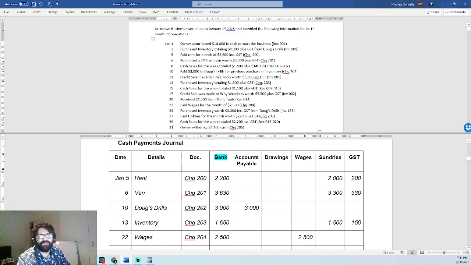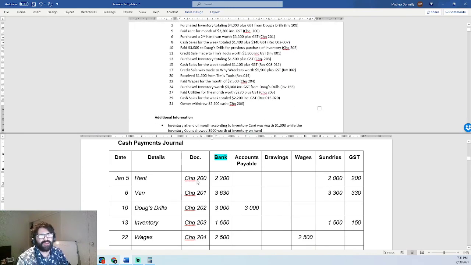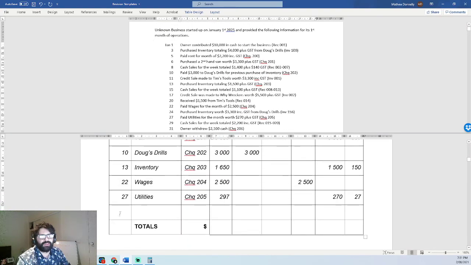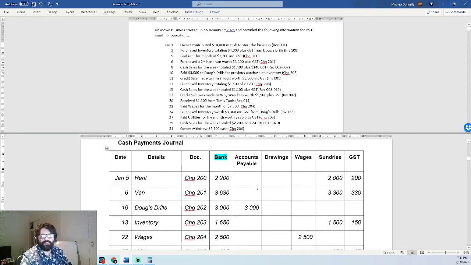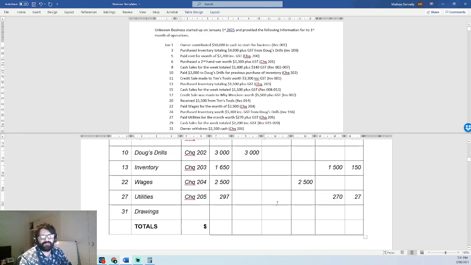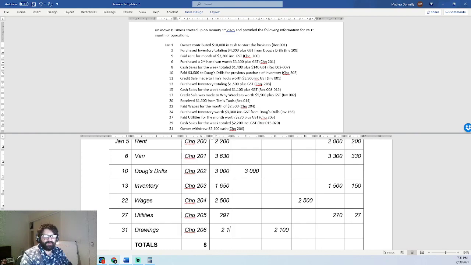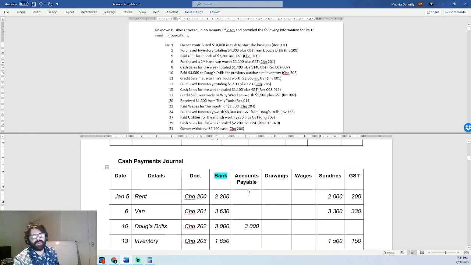Now, on the 31st, the owner withdrew 2,100 cash. That is clearly a drawings. So we go to the cash payments. 31 drawings. So we put down what it is. Now, if you have a look, you see, oh, it's already drawings. That goes there, 2,100. And that is check 206. And we look at it, we go, it needs to add up. So there's only 2,100 there.